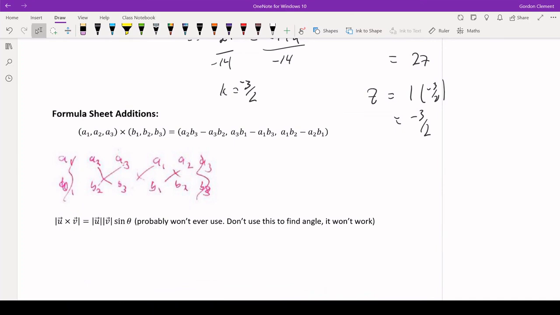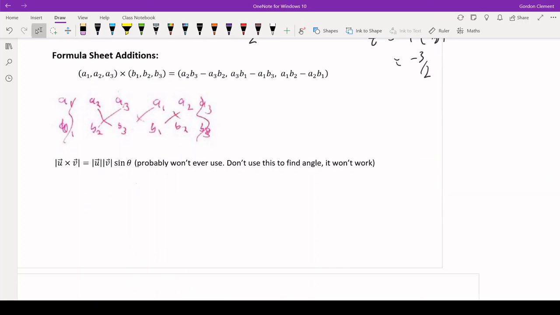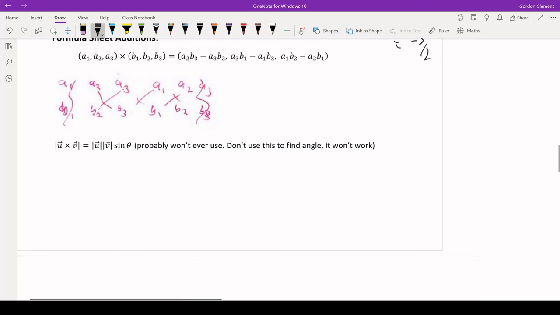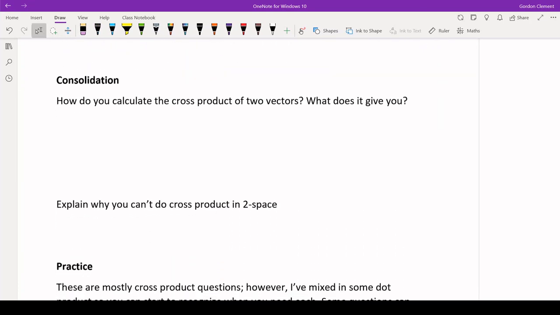So on the formula sheet, you should add on the full long formula, but also this demonstration of how to get there. And then you can put down that magnitude formula, but again, I think I've cut out everything where we would ever actually have to use that. But might as well have it on your formula sheet. Note that you probably won't use it, and you definitely shouldn't use it to find the angle because it gets messed up. And then just some notes to yourself.